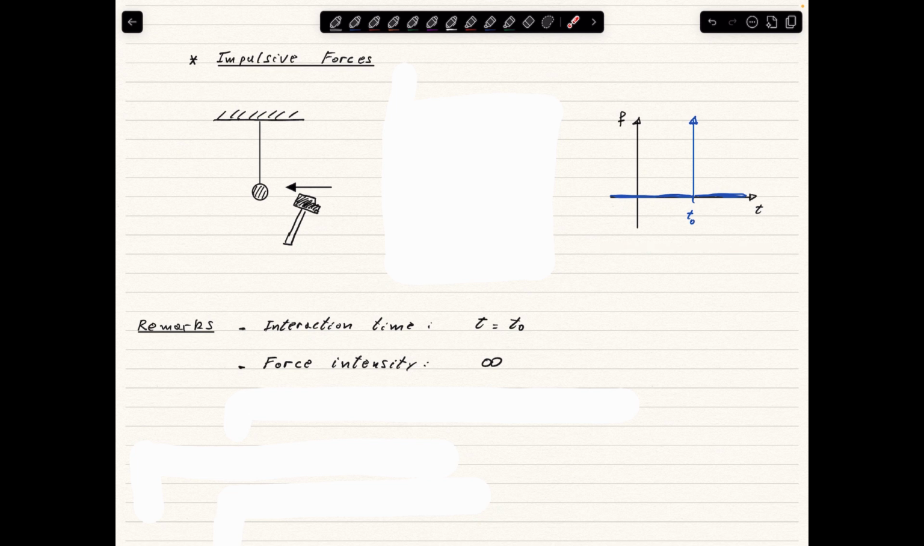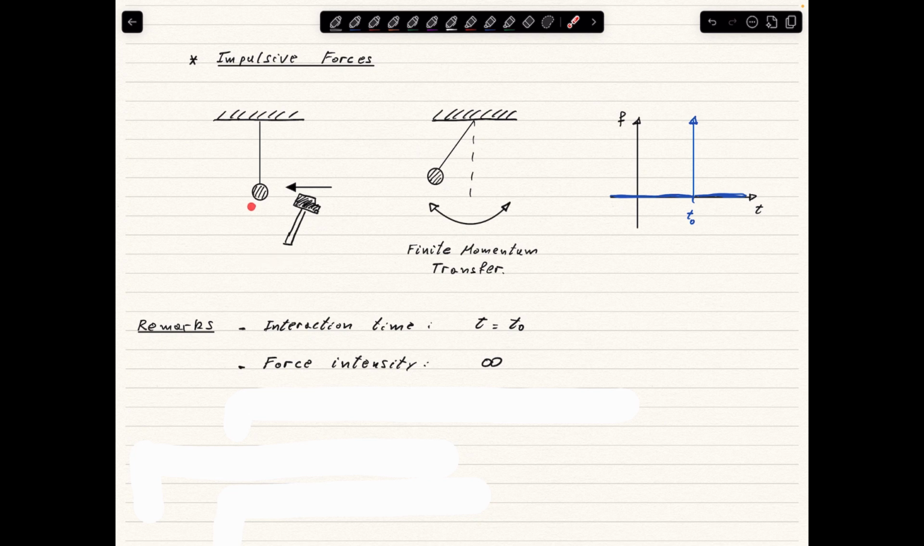So the intensity of the force is 0 until we reach the time t0 when the force is acting, and the intensity of the force at that particular time is infinity, and then the intensity of the force drops back to 0. Although the intensity of the force is infinity, we know that the amount of momentum and energy transferred to the system by the force is finite, because after we hit the pendulum with the hammer, we see that the pendulum is oscillating back and forth with finite energy and momentum.